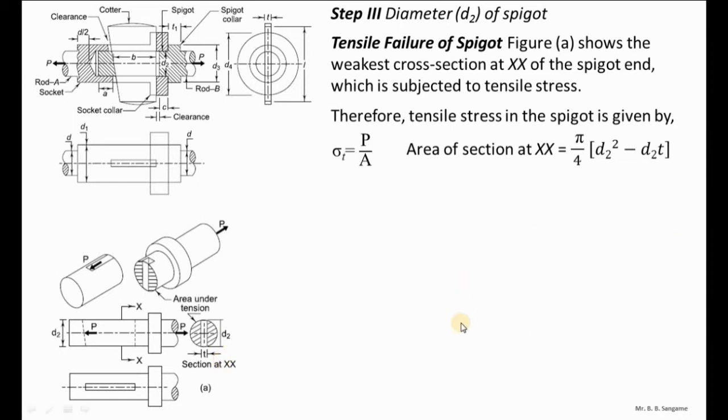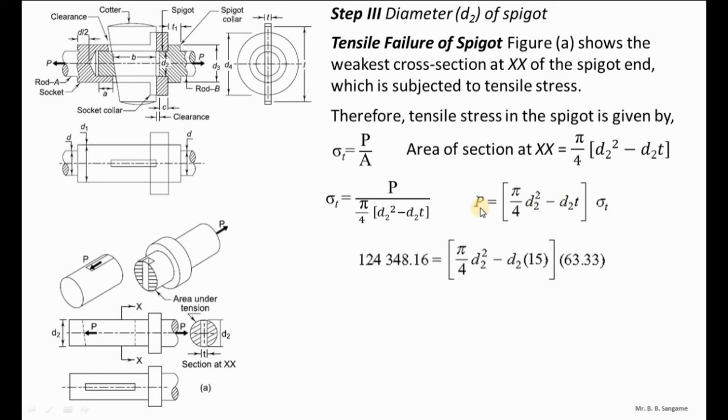Here I have written the equation. I have put the value of A in the equation. So here our intention is to calculate d2, that is the diameter of spigot. So let us put the value of P. P is already calculated, 1,24,348.16 Newton, is equals to pi by 4 d2 square, where d2 is the value which we are going to calculate, into t. Thickness is already given in the problem, it is 15, multiplied by 63.33, which is the value of sigma t, the permissible stress in tension.